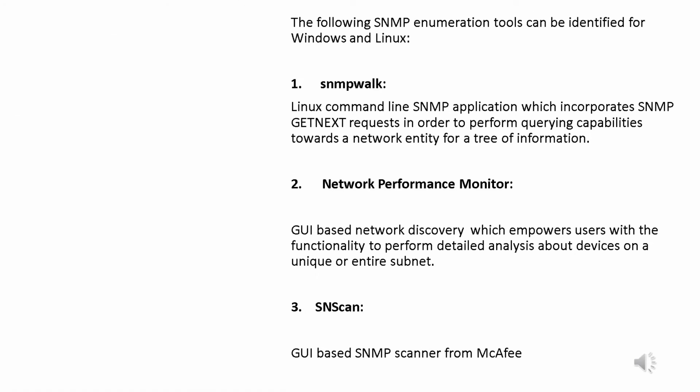The following SNMP enumeration tools can be identified for Windows and Linux. 1. SNMPWalk, a Linux command line SNMP application which incorporates the SNMP GETNEXT request in order to query a network entity for a tree of information. 2. Network Performance Monitor, a GUI-based network discovery tool which empowers users to perform detailed analysis of devices on a single or entire subnet. 3. SNScan, a GUI-based SNMP scanner.